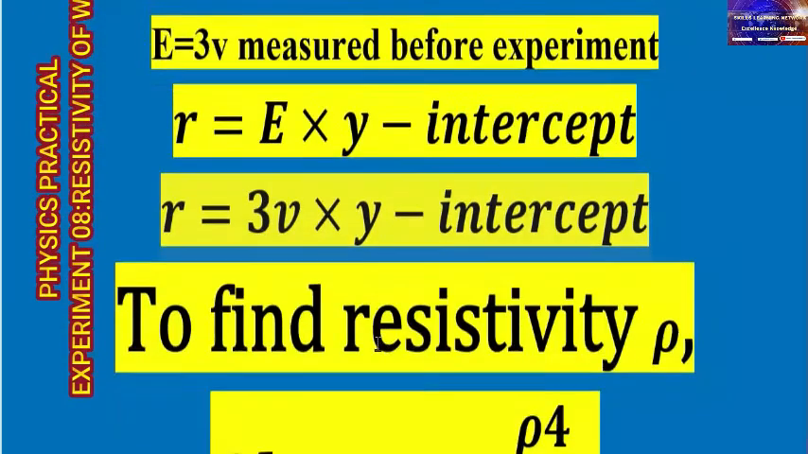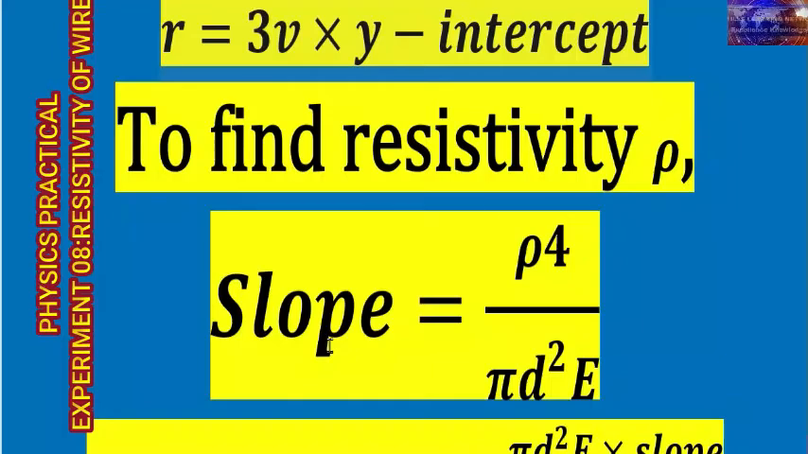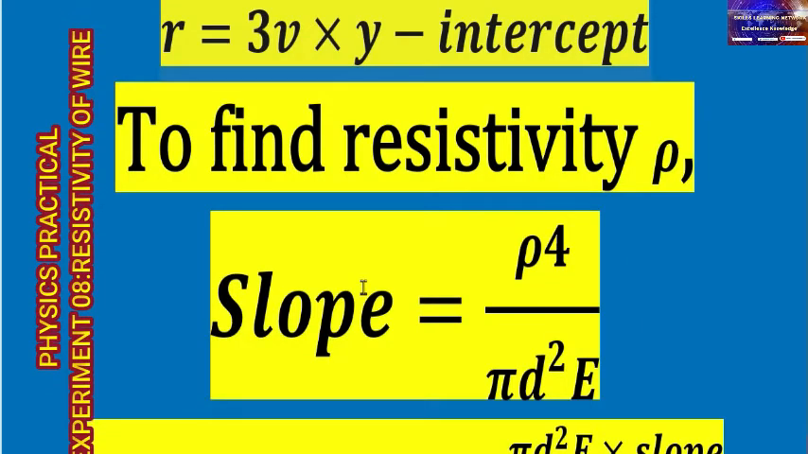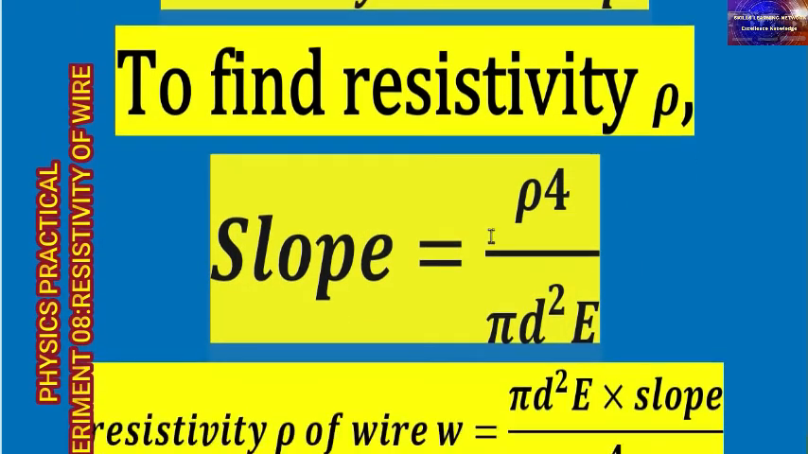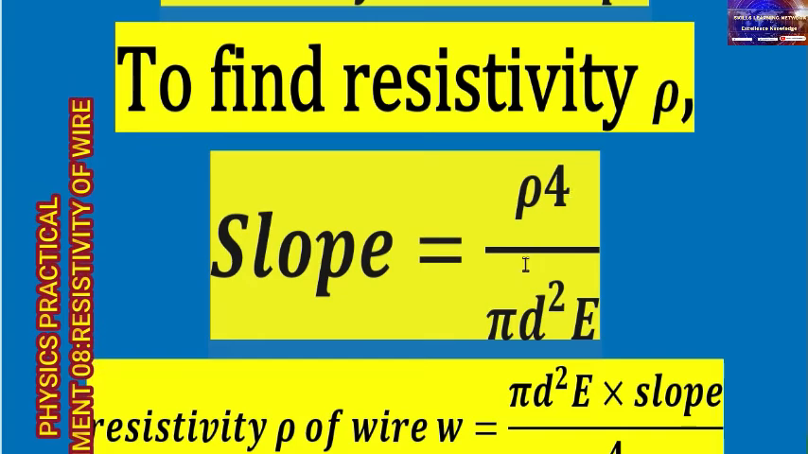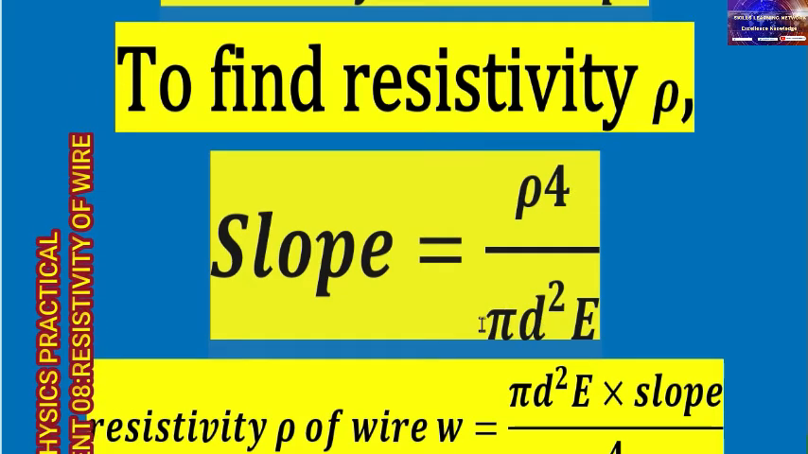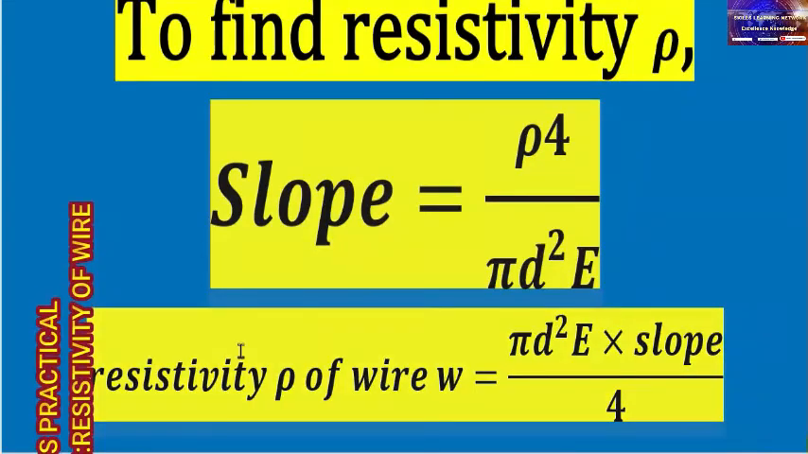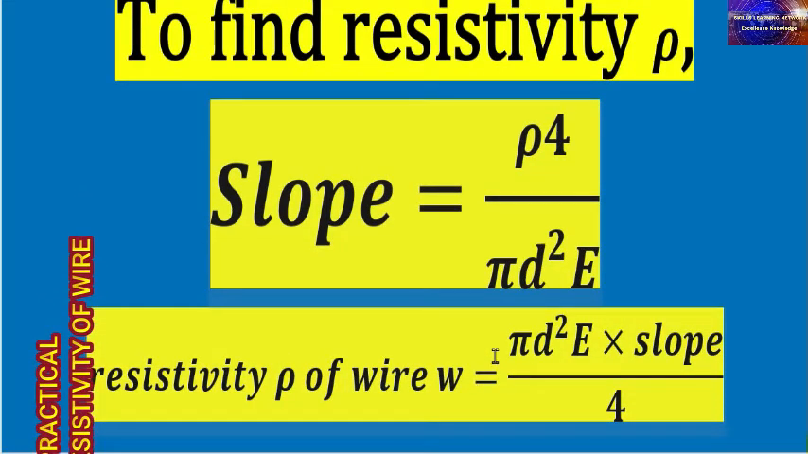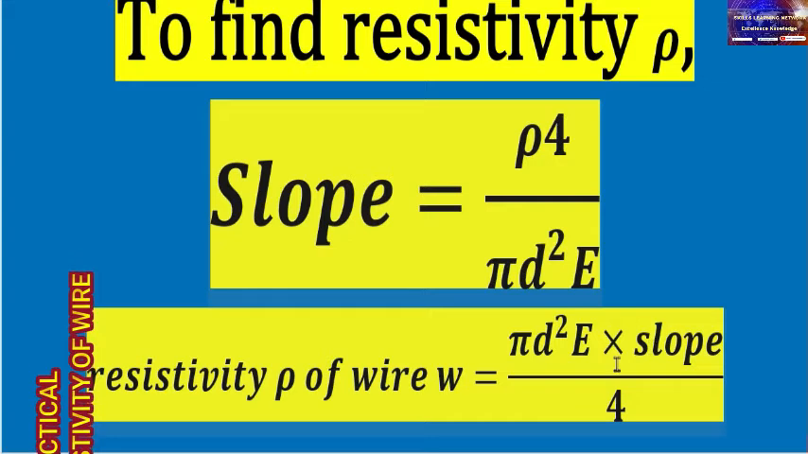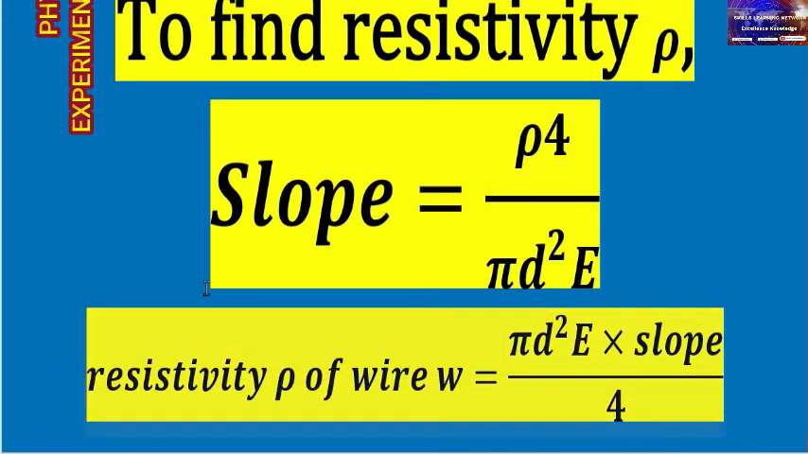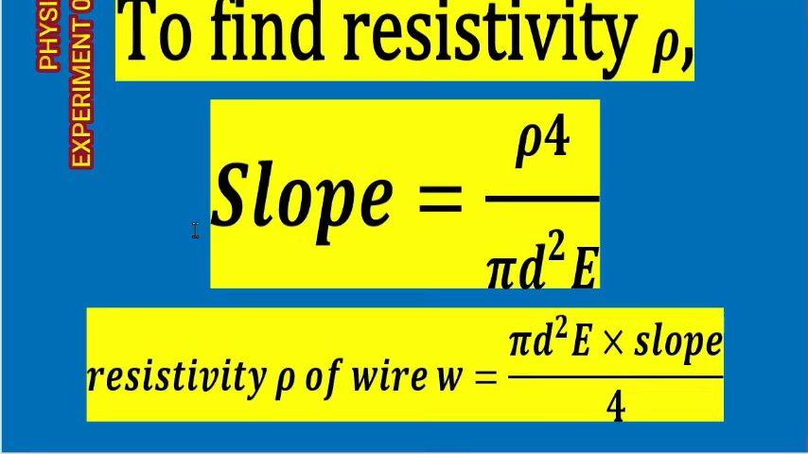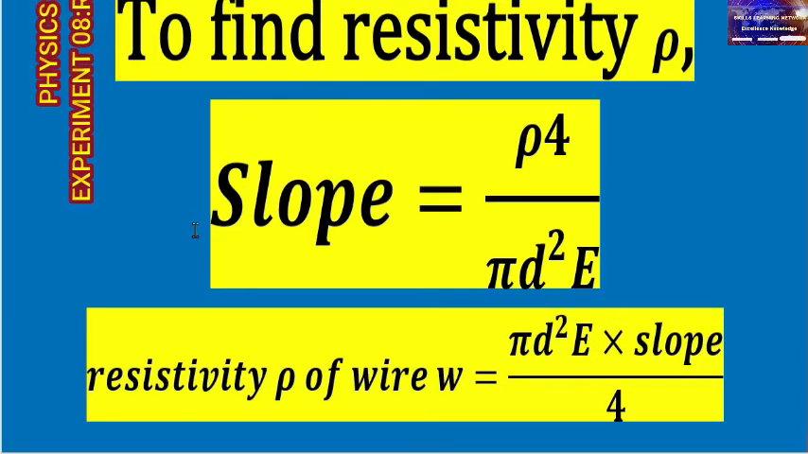And then to find the resistivity of wire. Resistivity is obtained from the slope. Slope is resistivity times 4 over pi d square times EMF. EMF you have, which is 3 volt, and the resistivity of wire will be pi d square times E times the slope over 4. It means when you have data, you will substitute into this formula and you will be able to calculate the resistivity of wire.